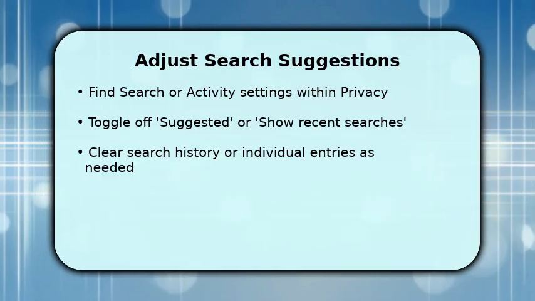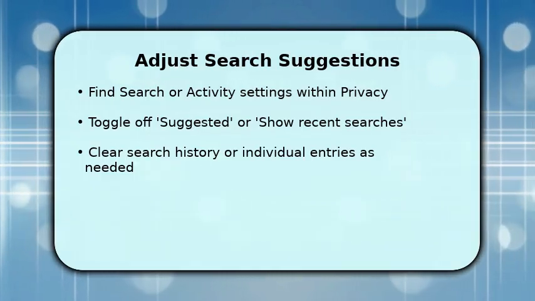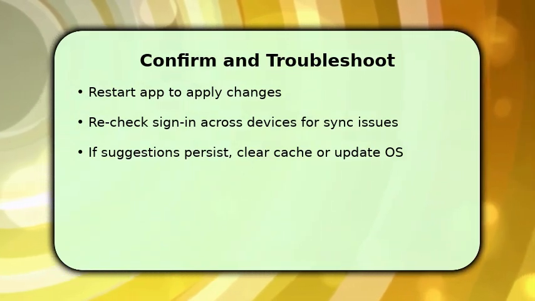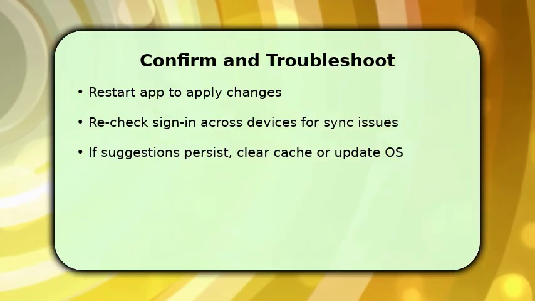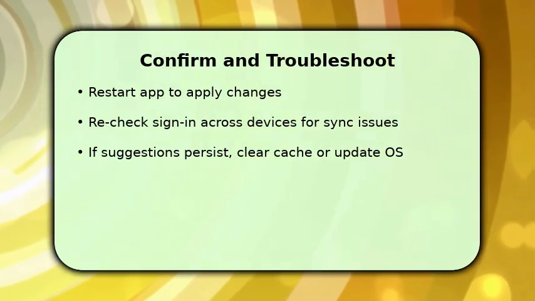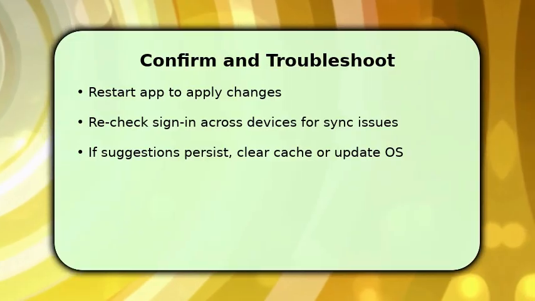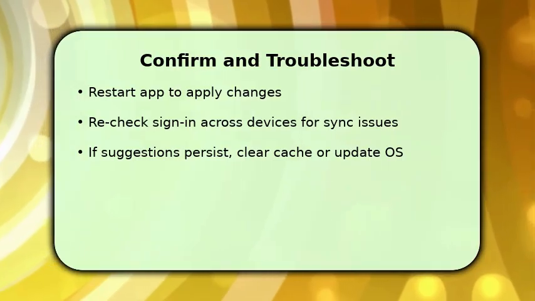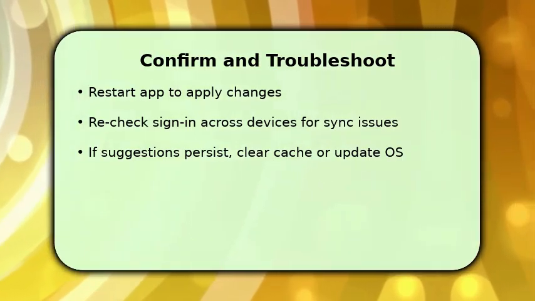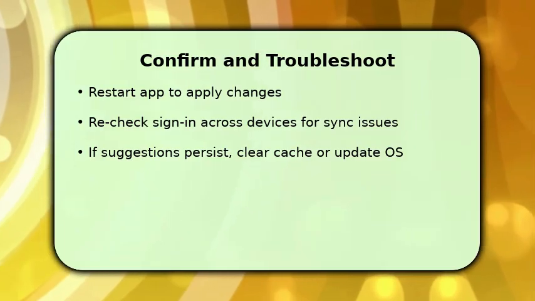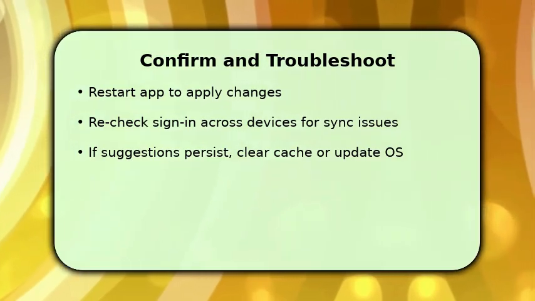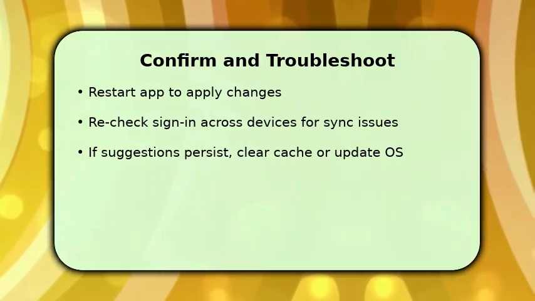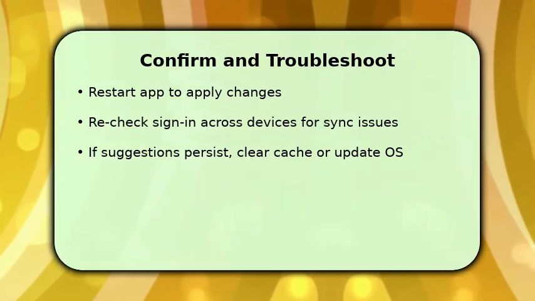Finish by closing and restarting Messenger so the toggles take effect. This forces the app to refresh its suggestions cache. If you use Messenger on multiple devices, make sure settings are changed on each one since sync can bring suggestions back. If results still appear, clear the app cache or storage and check for app or OS updates, because outdated versions sometimes ignore preference changes. One tip: toggling the setting off and on then clearing history can reset stubborn suggestion lists.